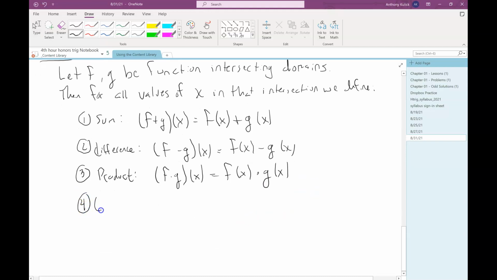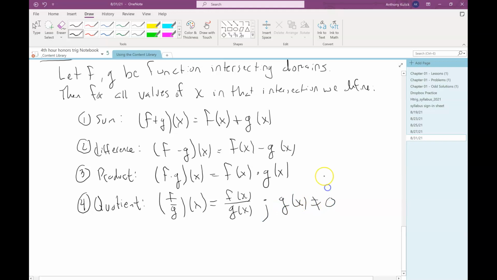And the quotient, f divided by g evaluated at x, is equal to f evaluated at x divided by g evaluated at x, provided that g of x is not 0.